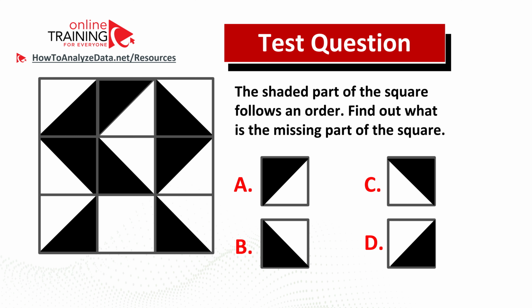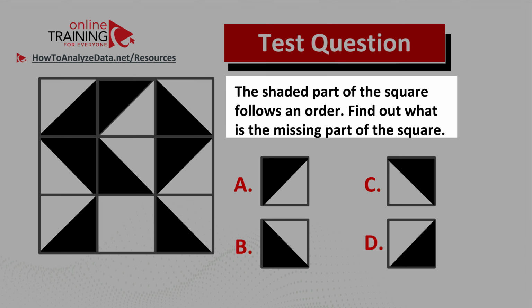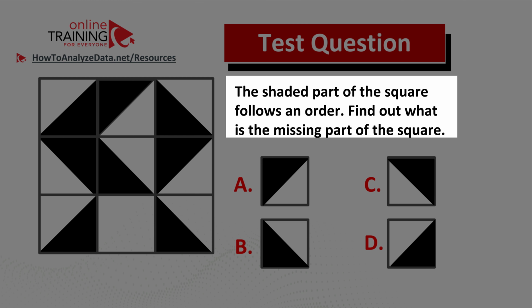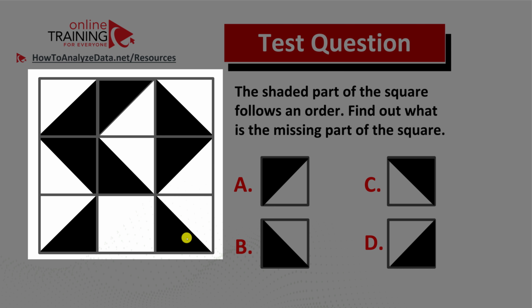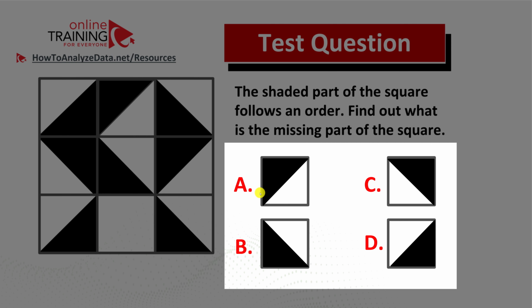The question here is quite tricky, but I would like to show you the solution, which, as you will see, is quite simple. Find out what is the missing part of the square. You're presented with a 3 by 3 square, and one box inside the square on the lower part in the middle is missing.